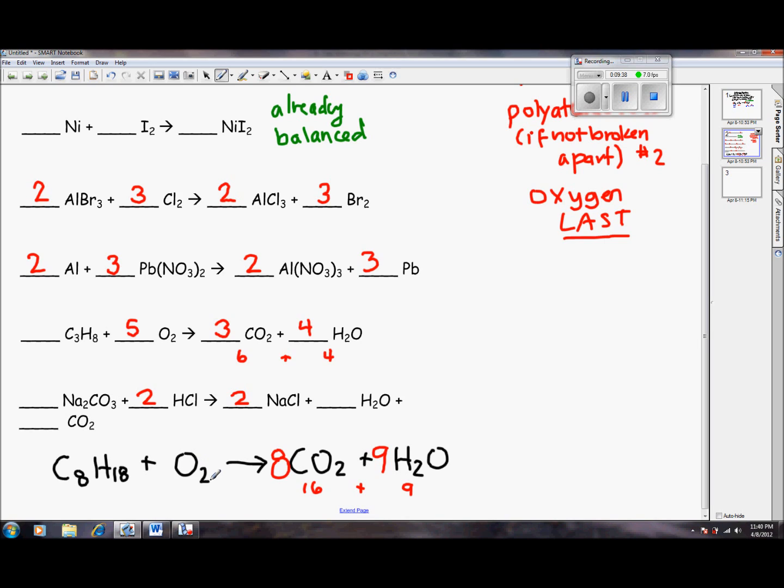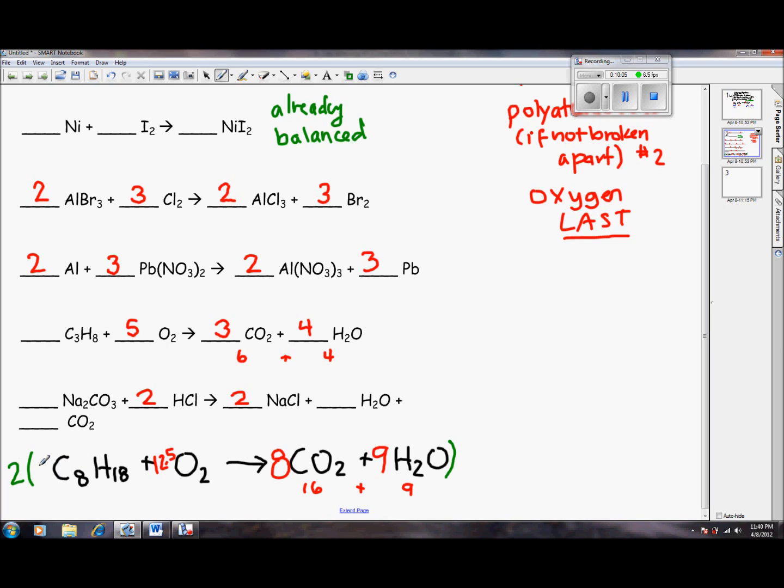Well, what can you multiply 2 by to get 25? Well, you have to multiply by 12.5. Now we said that coefficients have to be whole numbers. So if you ever balance and you end up with something like something and a half, all you do is multiply every coefficient that you've already written by 2.